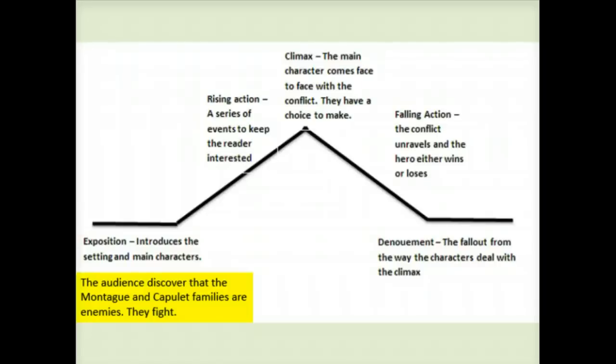and we're not disappointed. If we apply the pyramid to Romeo and Juliet in Act 1, the audience discover that the Montague and Capulet families are enemies and they fight. In Act 2, Romeo and Juliet fall in love and get married. And of course in Act 3, which we're about to analyse now, well, it all happens, doesn't it? Romeo, Tybalt and Mercutio get into a big fight. So, you know, everything is chaos in this scene, and it sure is the climax.